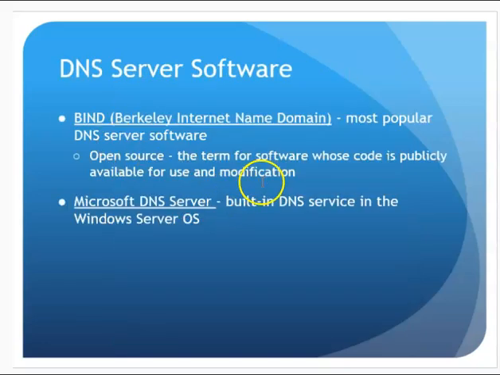Two main DNS servers out there, BIND and Microsoft DNS Server. The main one that's used is BIND, the Berkeley Internet Name Domain. It's open source, and is very commonly used for DNS servers.